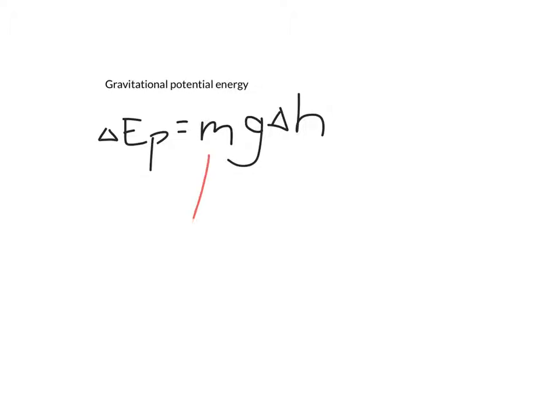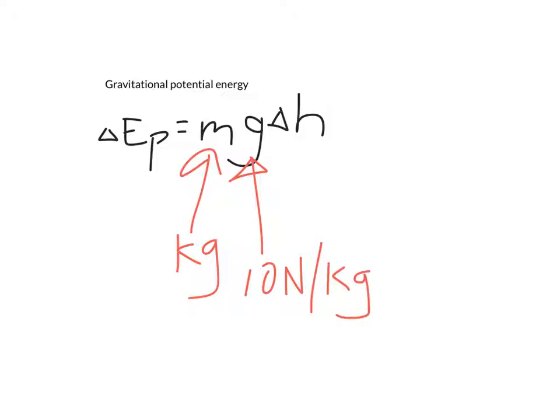To calculate gravitational potential energy, you are going to need this formula. So big E subscript P equals mass times g times the change in height. Don't forget, we measure mass in kilograms. We measure g, it's a constant, it's the gravitational field strength, and we've all come across that before in this unit. It is 10 newtons per kilo on Earth.